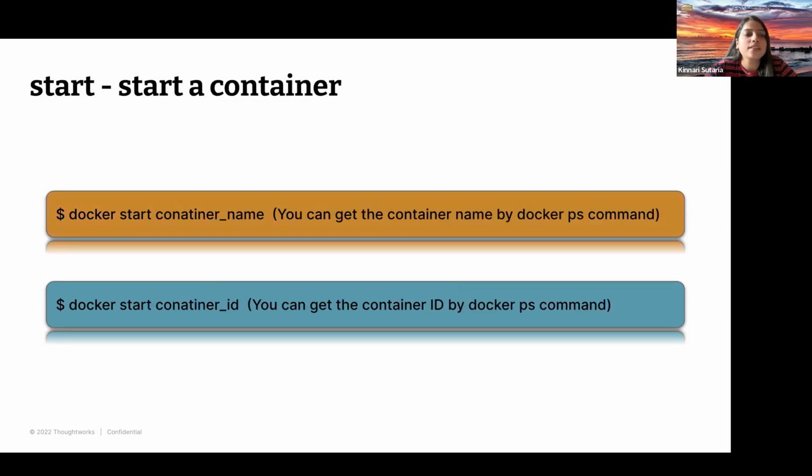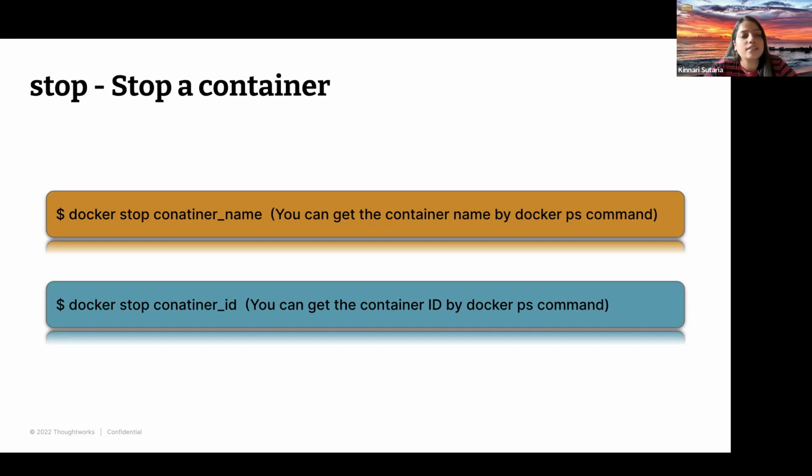Okay. Now how to start a container? Docker start container name or container ID. Okay. We can use both of them. You can use either the container name or the container ID for starting a container. Okay. Stop is the same. Instead of start, you can just replace it with stop. Docker stop container name or docker stop container ID. It will stop the container. So now when you stop the container and you want to see it in the list of the containers, you will do docker ps -a.